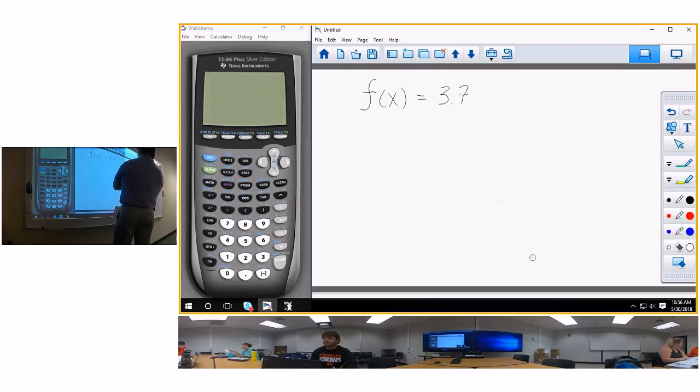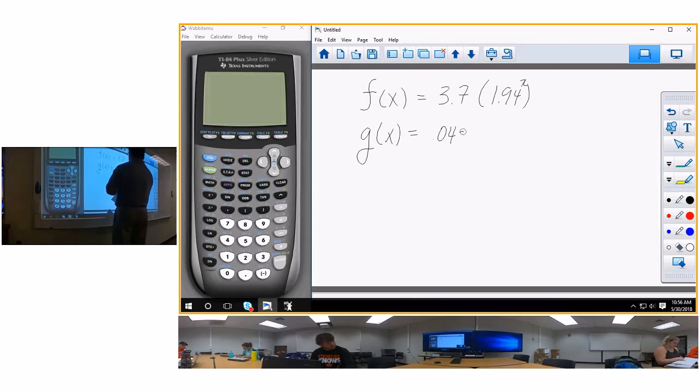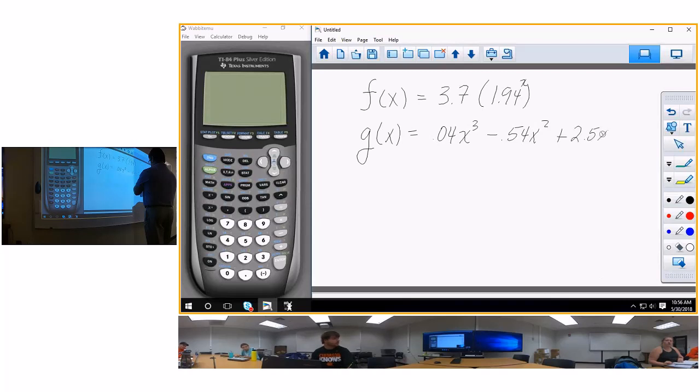So f of x is 3.7 times 1.194 to the x power. And g of x is 0.04x cubed minus 0.54x squared plus 2.5x plus 4.47.